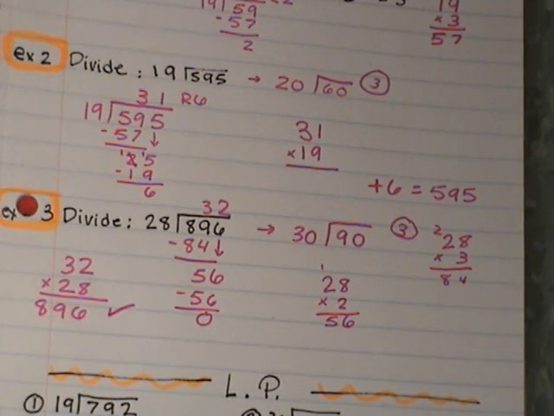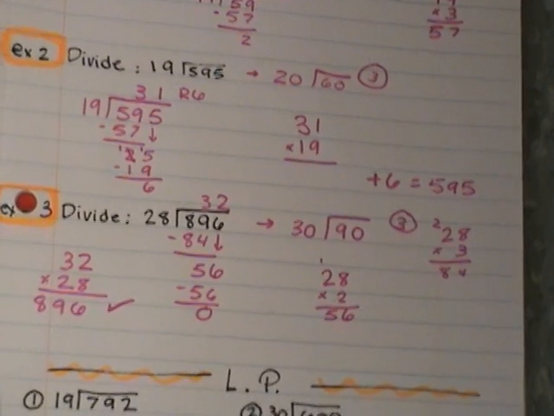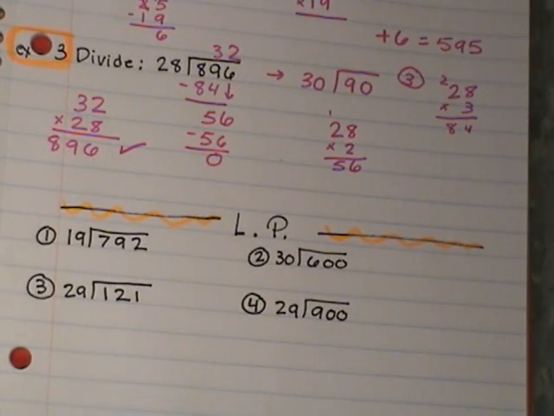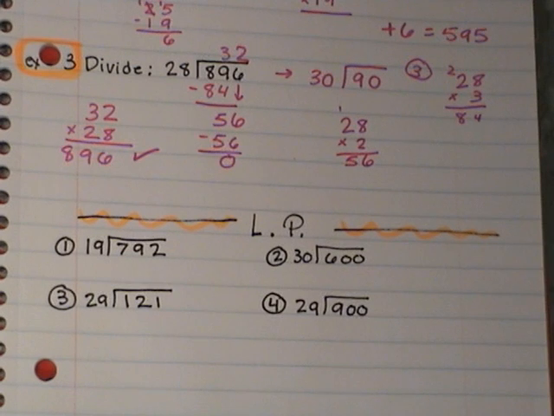Alright, in class we're going to be practicing these problems a lot. So make sure that you try out your lesson practice, and we will be checking them tomorrow. First one is 792 divided by 19, 600 divided by 30, 121 divided by 29, and 900 divided by 29. Really think about numbers that will work well together, compatible numbers, and then always do it on the side to see if you were right. If you need to go one up higher or one back down.